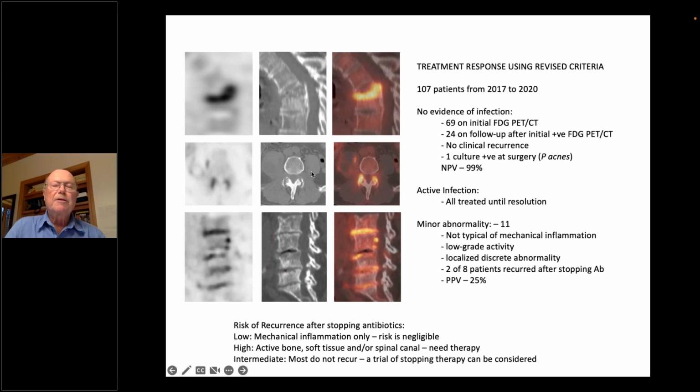So we probably need to introduce a third category of risk. One high risk for patients with typical findings of infection, a low risk for recurrence if there's no evidence of infection, and an intermediate risk category where some of the patients will recur, although a majority will not, and a trial of stopping antibiotics should be considered depending on other clinical risk factors.